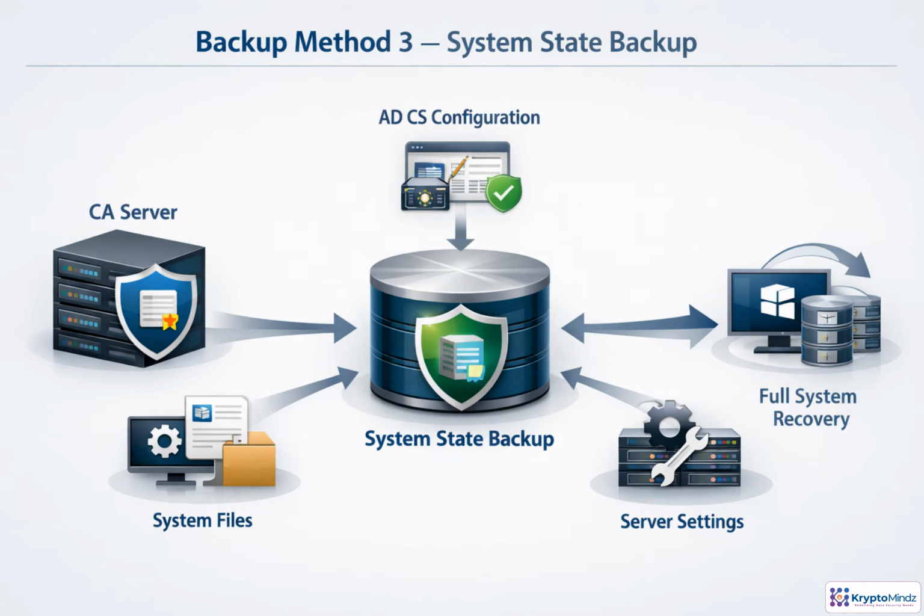System state backup is your safety net for the entire Windows server, not just the CA. Think of CA-specific backup as protecting the brain of ADCS, while system state protects the whole body. System state captures the registry, system files, and key OS configuration, so you can rebuild the server itself after a major failure. You still need certutil or console backups for the CA database and keys. Use both together for reliable recovery.